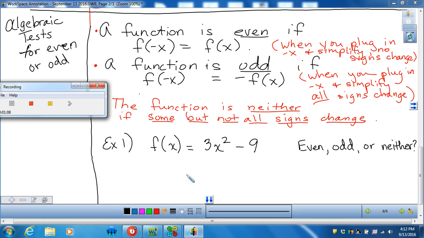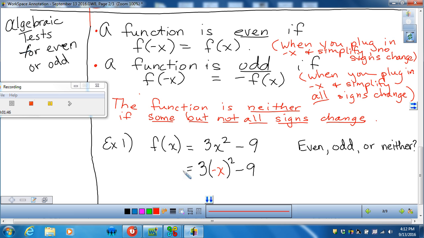Okay, so we have this example. f of x is equal to 3x squared minus 9, and we want to know, is it even, odd, or neither? So the first thing we're going to do is replace our x with a negative x. Everywhere there's an x, we are going to plug in negative x. So take out your x, everything else stays the same. We're taking out x, and we are replacing it with the opposite of x, or negative x.